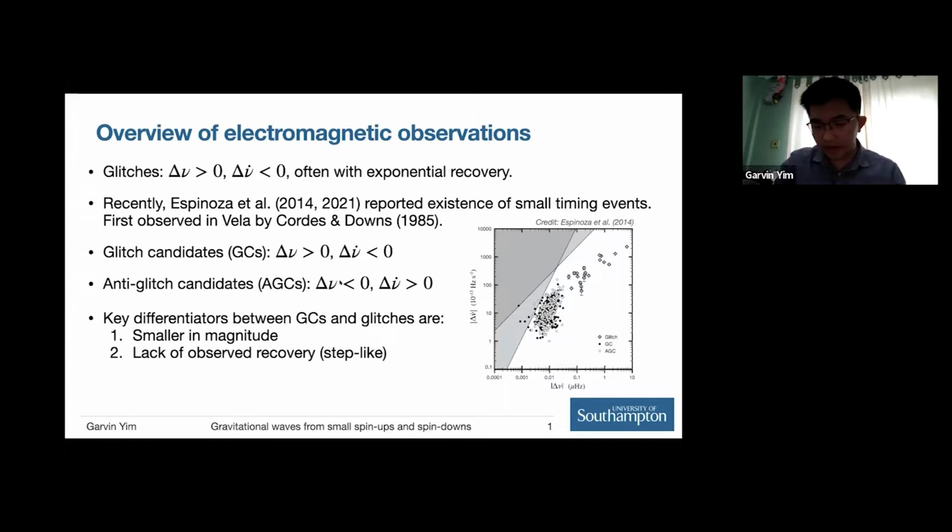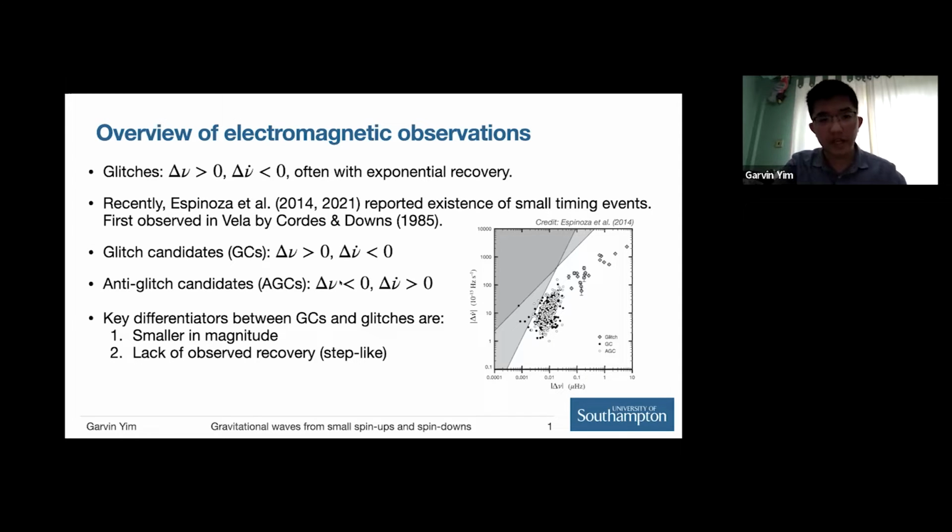So glitches: if you imagine a spinning down neutron star, every so often it will spin up all of a sudden. So this is delta nu being positive, and simultaneously we'll get an increase in the spin down rate, so delta nu dot becomes more negative. And often what follows is an exponential recovery. These glitches and their recoveries are well documented, and they have models to describe them fairly well, which include the vortex unpinning model and starquake model.